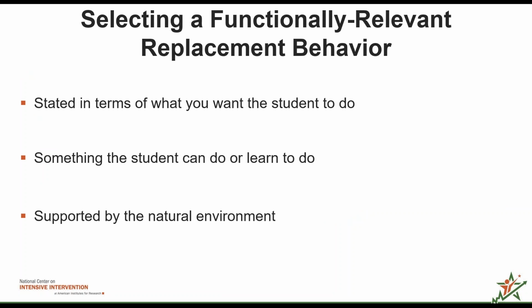I mentioned function is critical to this whole process. So how do we actually identify a functionally relevant replacement behavior? When we're developing an effective IEP, we have to ensure that the student learns an appropriate replacement behavior. Without learning how to do something appropriate in place of the inappropriate behavior, the circumstances likely aren't going to change for the better. So it's important to think about what you want the student to do and learn, and how that can be supported by the environment they're in.